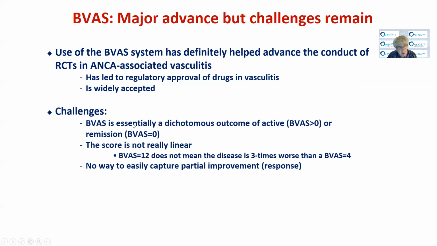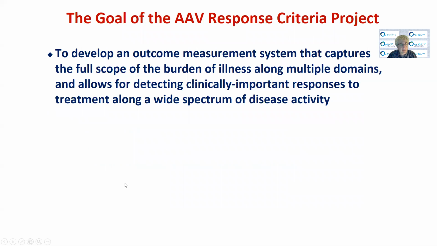However, there's some challenges to it. It's essentially a dichotomous outcome of active disease. You either have active disease where your BVAS is positive, greater than 0, or you're in remission where your BVAS is 0. There's really not a lot in between that helps us to sort out different drug effects or other treatments. The score is not really linear. So a score of 12 doesn't mean that someone is 3 times worse than someone with a score of 4. And there's no easy way to capture partial response. We've gotten to the point where we now need to be able to capture partial response and early response in this disease to sort out our drugs and look at what's effective.